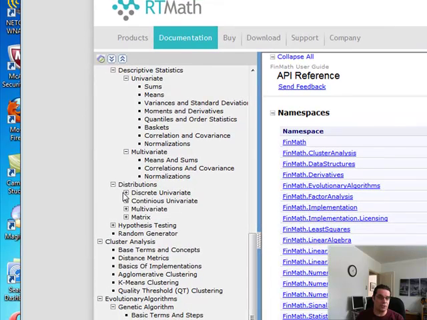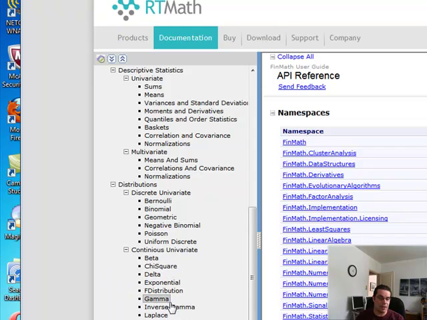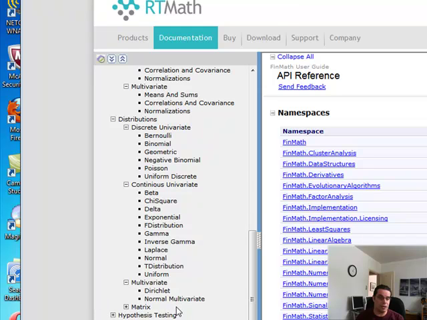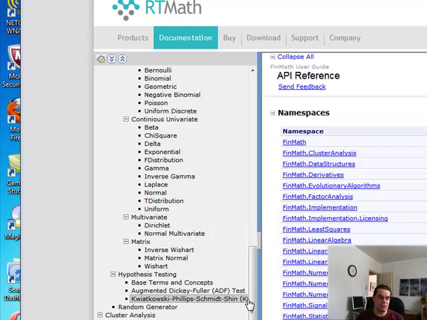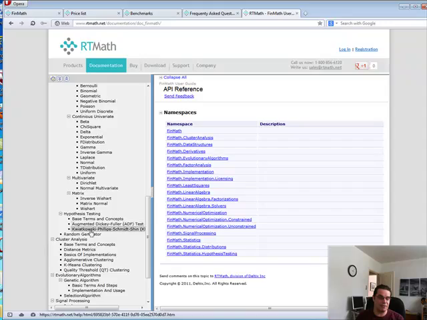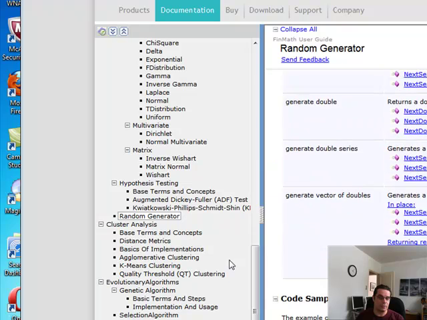And then we get into distributions and all the different types: Bernoulli, Poisson, I can never pronounce that, binomial, maybe continuous process, chi-square, gamma, Laplace, obviously normal, and delta, beta, and then multivariate. I don't think we touched this too much. And then we get into the more matrix type of stuff. Hypothesis testing, obviously it's very well known for cointegration tests. You get both the augmented Dickey-Fuller, the popular one. Some random generation classes, which is good to know.